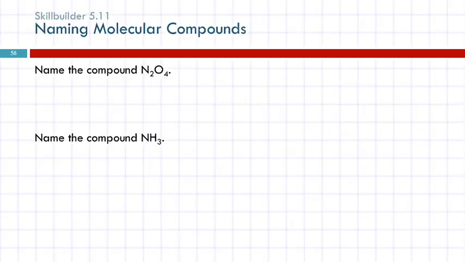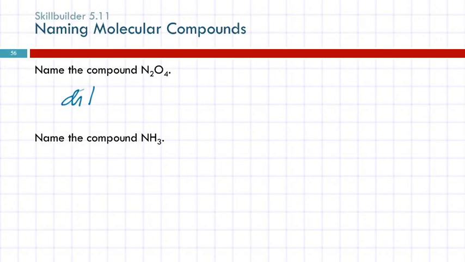So let's name this compound. We recognize this as a molecular compound because it's 2 nonmetals. Students tend to like this prefix business, and so then they want to use it everywhere. You can't use it for the ionic compounds. 2 nonmetals. So what would the name be? Dinitrogen tetroxide.